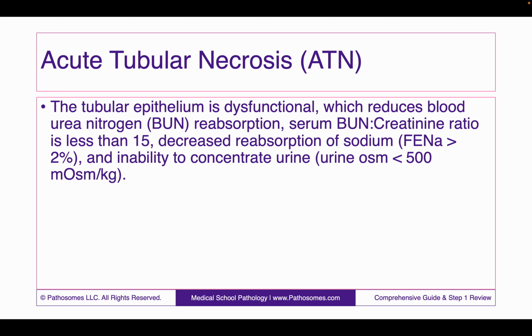The tubular epithelium is dysfunctional, which reduces blood urea nitrogen reabsorption. Serum BUN to creatinine ratio is less than 15. There's decreased reabsorption of sodium, so the FeNa is greater than 2%, and inability to concentrate urine. So the urine osm is less than 500 milliosms per kilogram with acute tubular necrosis.